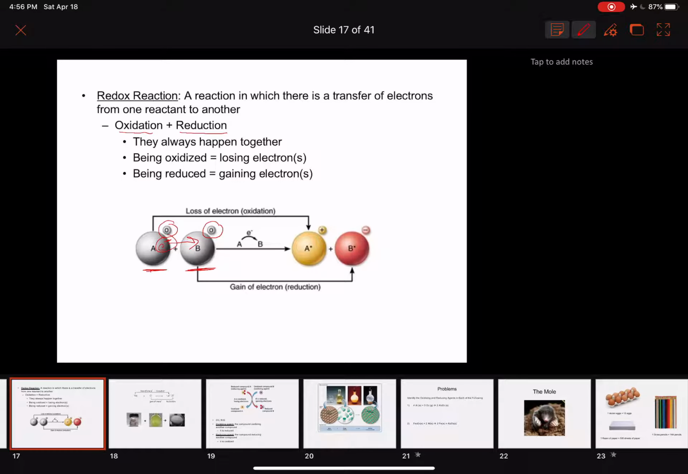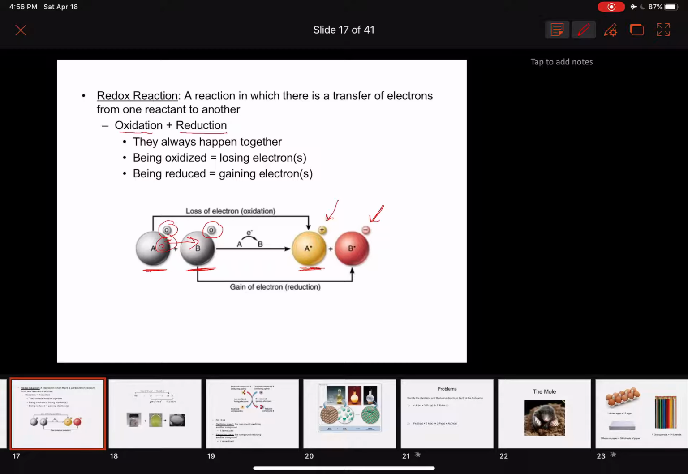So what we end up with is that A lost one of its electrons. So now it has one more proton than it has electrons. So it ends up with a positive charge. And we have B that has gained an electron. It has gained a negative charge. So it has one more electron than it has protons. Protons are positively charged. So it ends up with a negative charge.